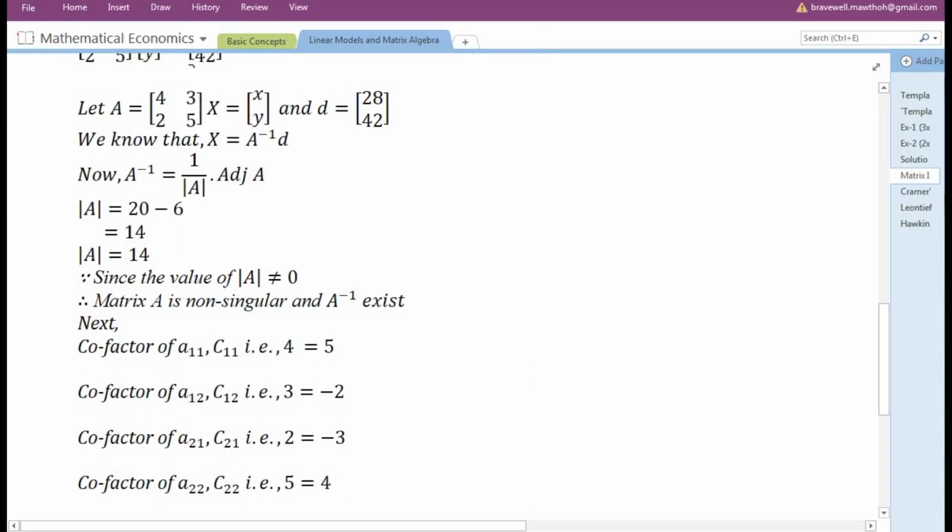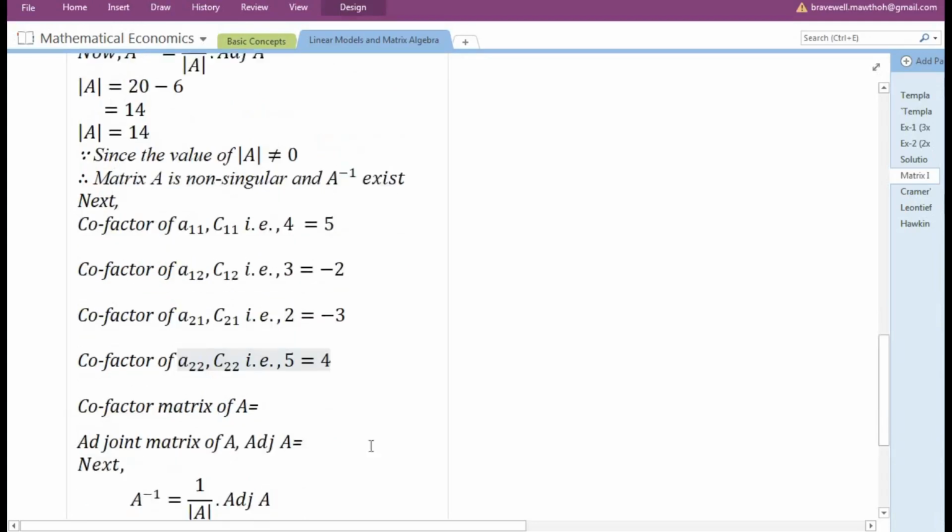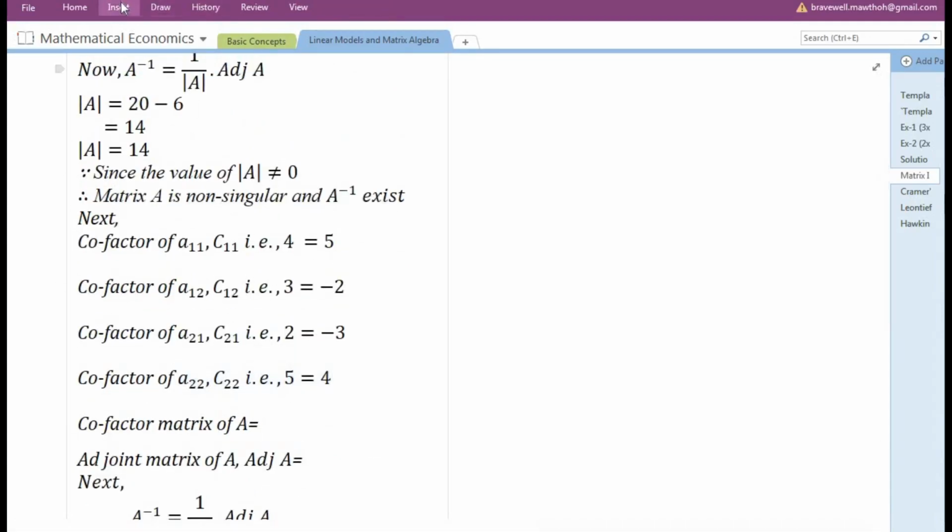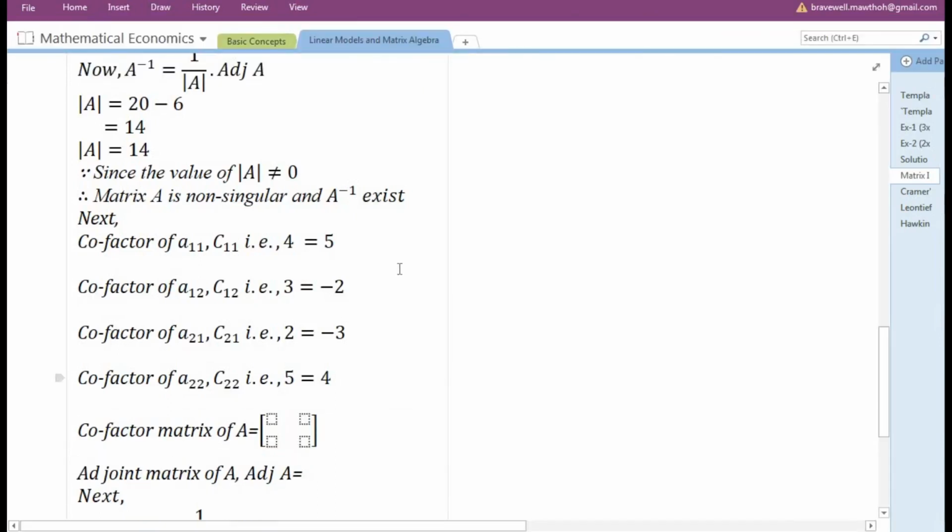So we have found out the cofactors of all the elements of matrix A. Now we are going to list them in a cofactor matrix. So we are going to list row wise. Cofactor of A11 is 5. Cofactor of A12 is minus 2. Cofactor of A21 is minus 3. Cofactor of A22 is 4.